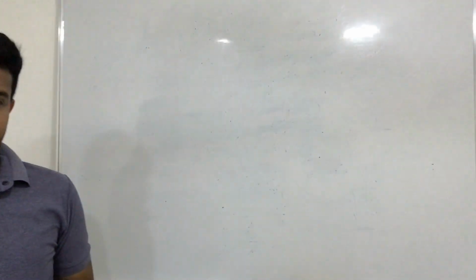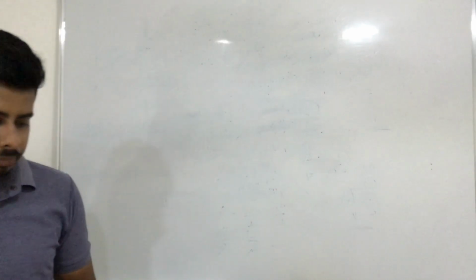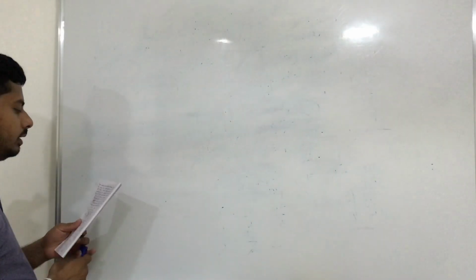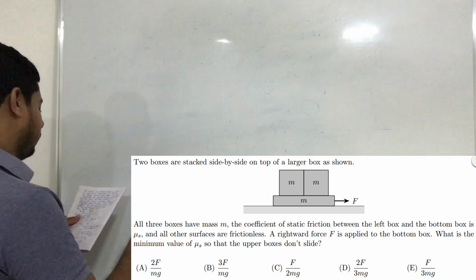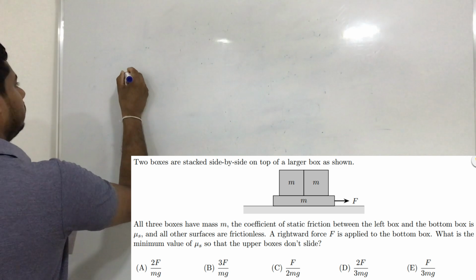Today I am going to discuss a question related to friction and Newton's law. So we will directly go into the question. The question is: two boxes are stacked side by side on top of a large box as shown. I will draw the diagram here.